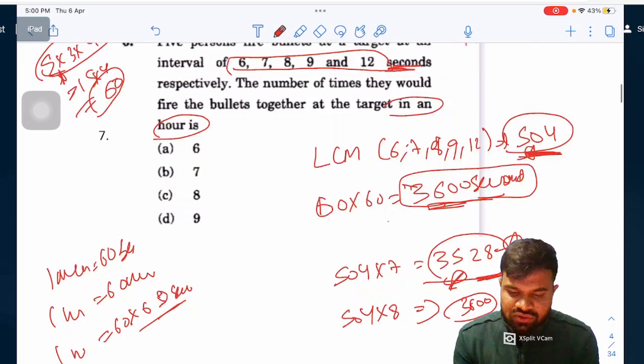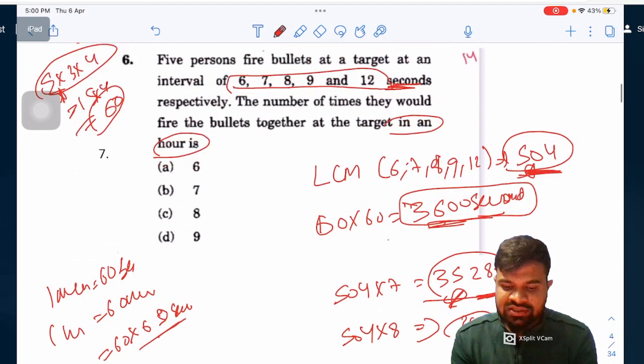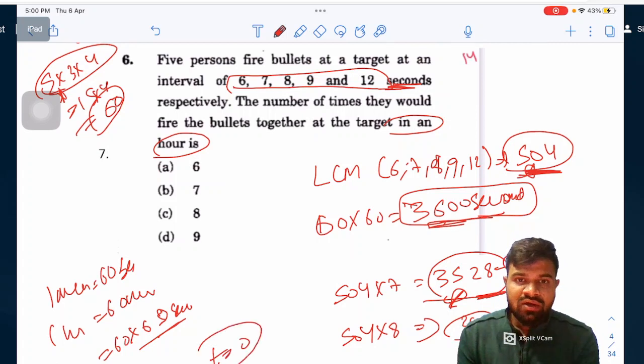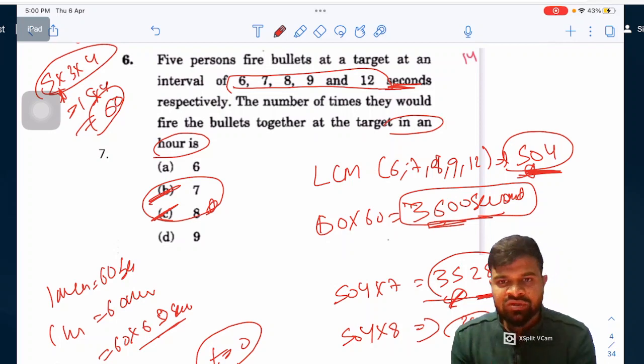Now in this question there is a catch. What is the catch? They have not mentioned the time equal to 0. When all this started, did they take a shot at that time as well, or is it not given? The answer given by UPSC officially was 2. So 7 and 8 both can be the answer to this question.